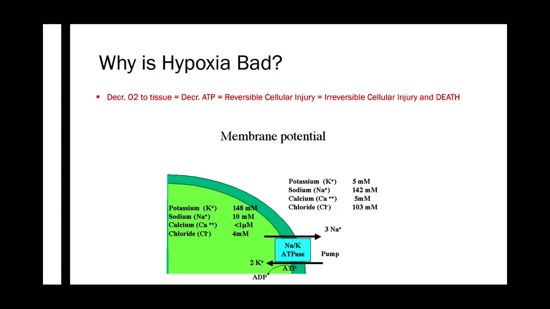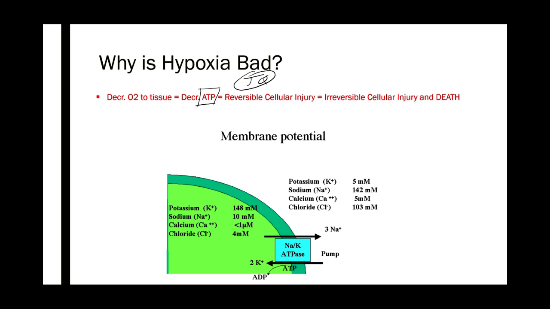Okay, so why is hypoxia bad? To answer it in the most simple way, it's all about ATP. There's probably going to be some type of test question about this. Because O2 is the final electron acceptor, we need it in our electron transport chain to make ATP. That's oxidative phosphorylation.